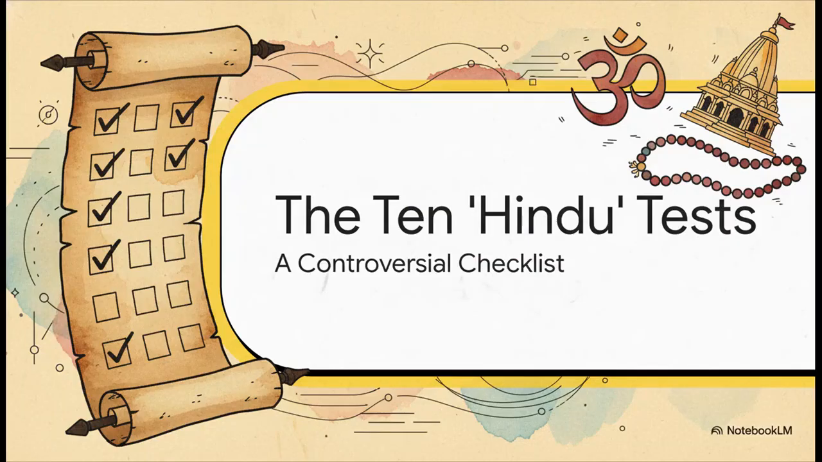So how did he do it? Well, he came up with this really controversial checklist, a set of 10 tests to figure out if a community was truly Hindu, at least in the orthodox Brahminical sense. So you've got to think of this less as just collecting data and more as a powerful act of definition, of drawing lines where officially none had existed before.